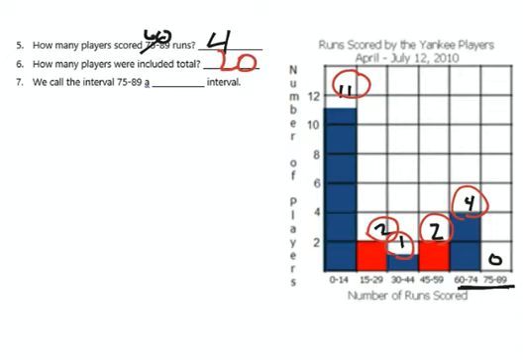And lastly, the 7th question says, we call the interval 75 to 89 a blank interval when there's no data. There's 0. The histogram bar is just at the 0 line. We call that a gap interval. We still need to include it, especially if there's data that continues on after that. It's very important to not just skip over it. It just means that no player scored 75 to 89 runs. That's all that means.